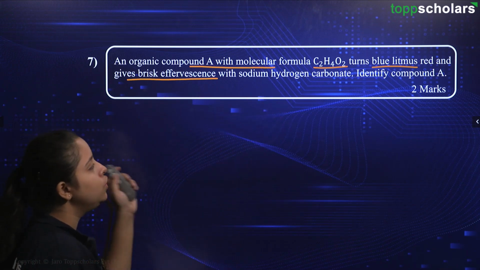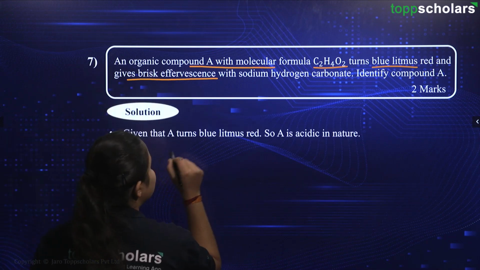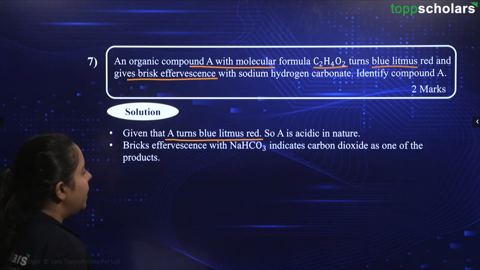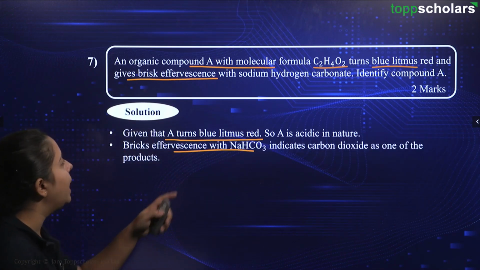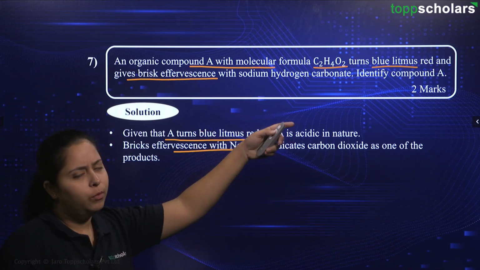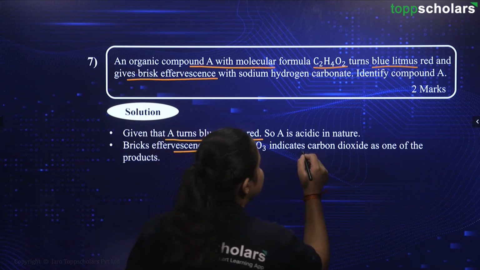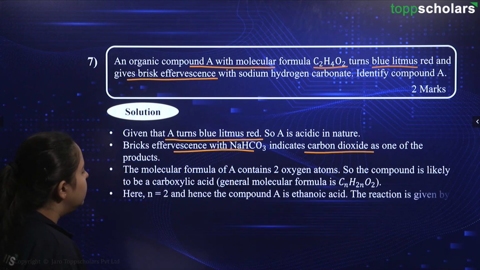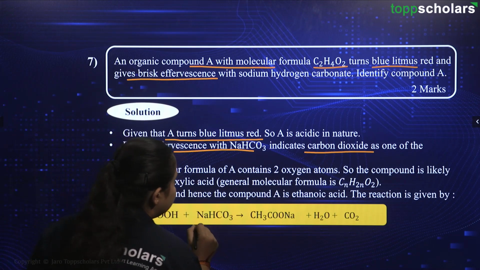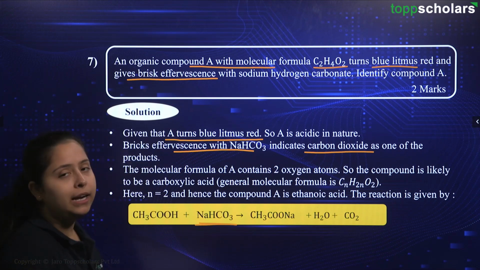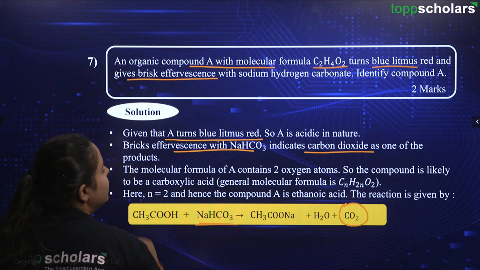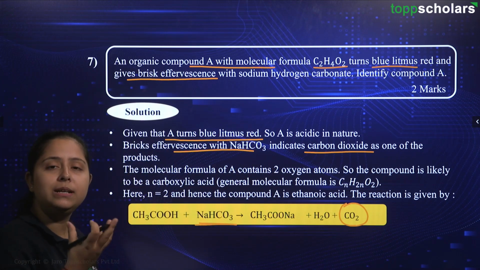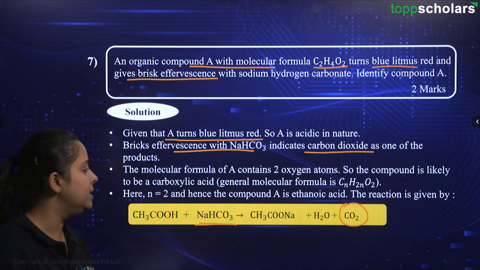Let us start with the solution part to identify the compound A. As we just said, given that A turns blue litmus red, so A is acidic in nature. Then we have brisk effervescence with sodium bicarbonate or sodium hydrogen carbonate. Both the names can be used. So it indicates that carbon dioxide is one of the products. The reaction is present over here. So this is the sodium hydrogen carbonate or sodium bicarbonate that we were saying. Now over here, this brisk effervescence led to the conclusion that CO2 gas evolved. Therefore we are having brisk effervescence, bubbles are coming out because of this gas.